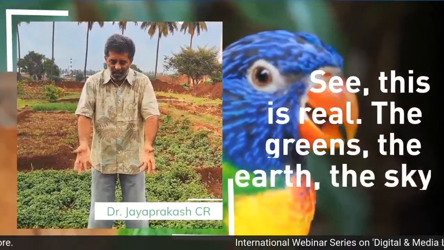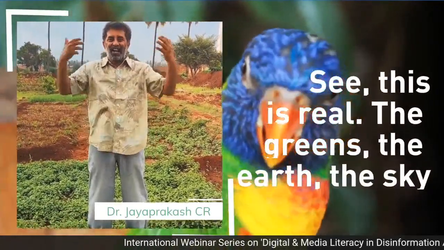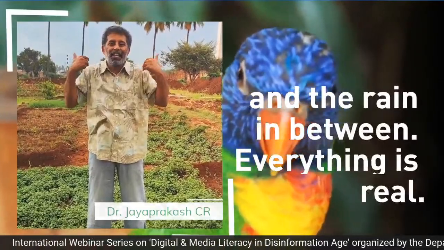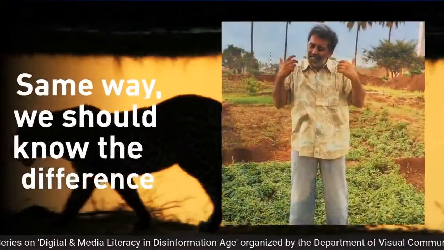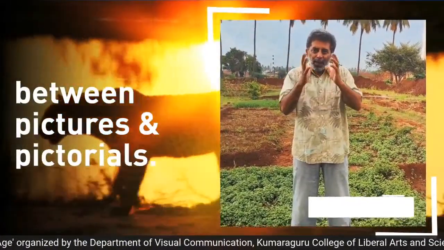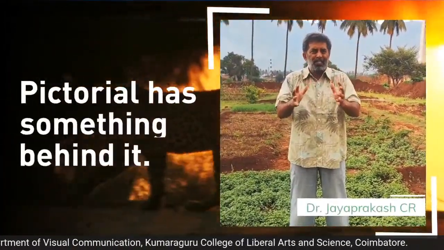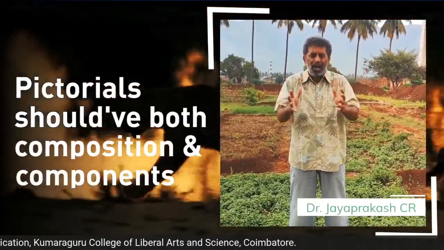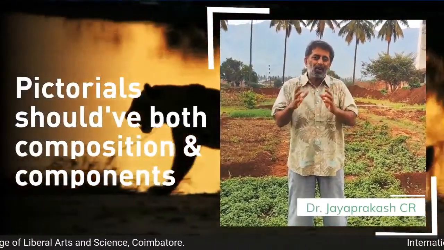See, this is real. The greens, the earth, the sky, and the rain in between. Everything is real. Same way, we should know the difference between pictures and pictorials. Like, pictures are just snapshots. Pictorial is something behind it. Pictorials should have both the composition and components.